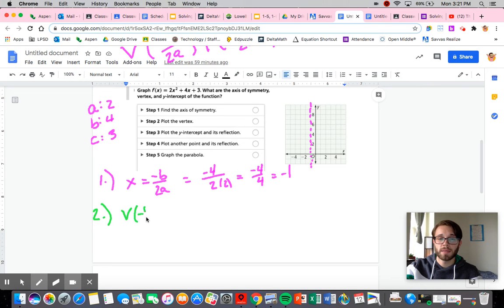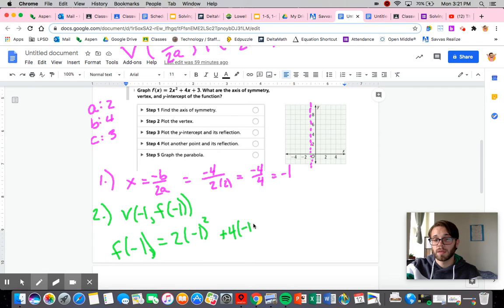So it's negative 1, f of negative 1. Now, we have to figure out what f of negative 1 is. So we'll plug it in. F of negative 1, that is just 2 times, remember it's -1 all squared, not just 1 squared, times -1 all squared, plus 4 times -1 plus 3. So that's just 2 because -1 squared is 1, minus 4 plus 3, which is -1.